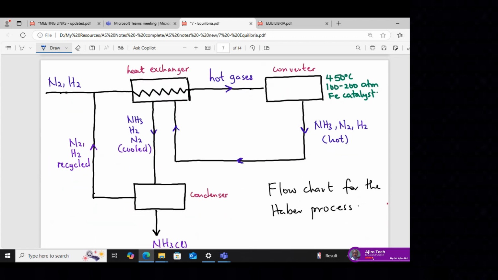Now, look at this diagram. I want to explain the diagram to you. Please pay attention. This is where the reaction occurs, the converter. The temperature here is about 450 degrees Celsius. But you are taking nitrogen from the air and you are adding hydrogen. The temperature is about room temperature. You cannot just change from room temperature to 450. It's not done anywhere in the world.